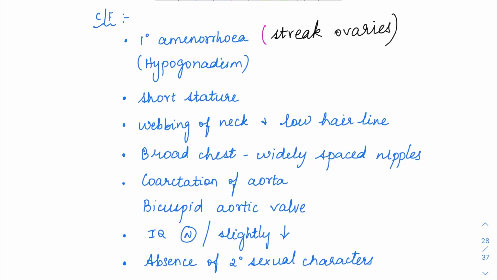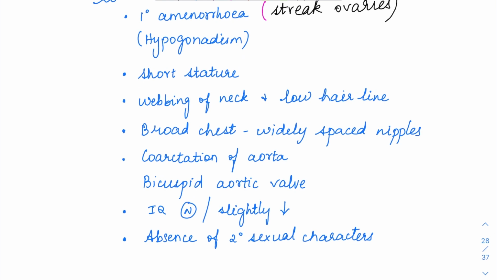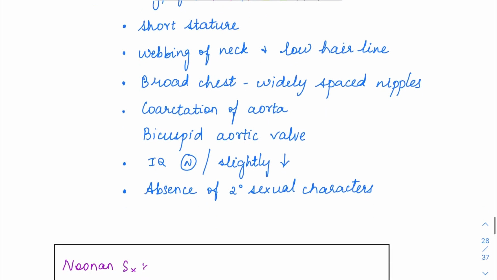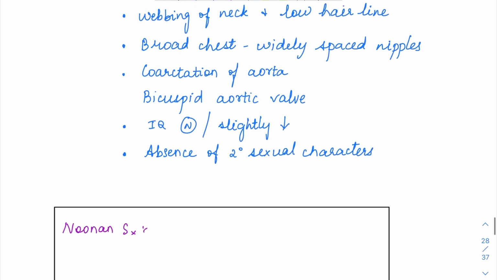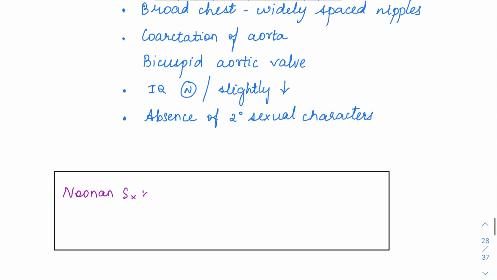The phenotype of Turner syndrome is they'll be of short stature with a low hairline. The hairline would have reached up till here. Low hairline will be there along with webbing of the neck. So a very short neck with attachment of the neck web to the shoulder directly like this. Then they'll have a very broad chest with widely spaced nipples. Then coarctation of aorta along with bicuspid aortic valve. So heart defects are going to be present.